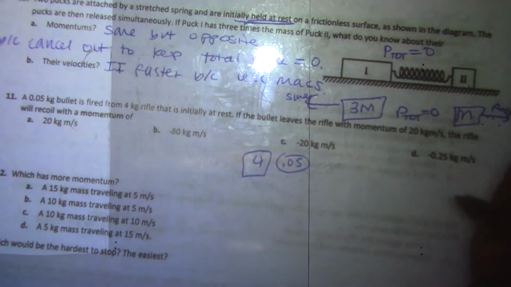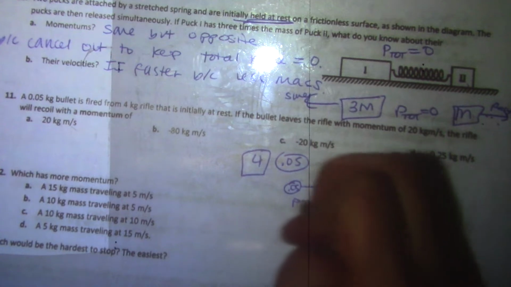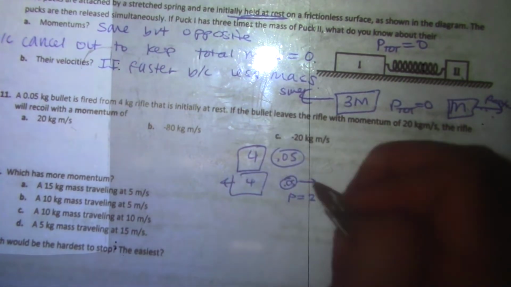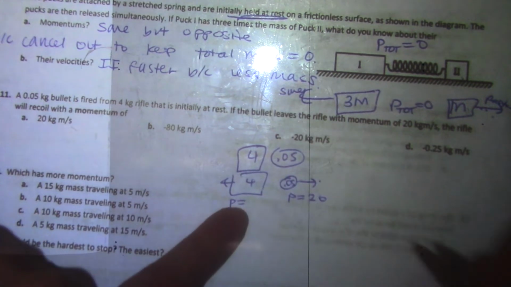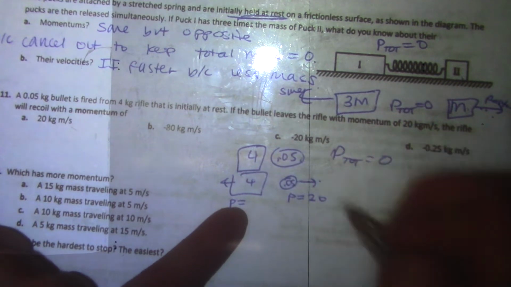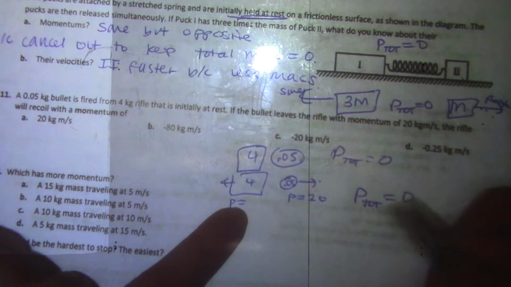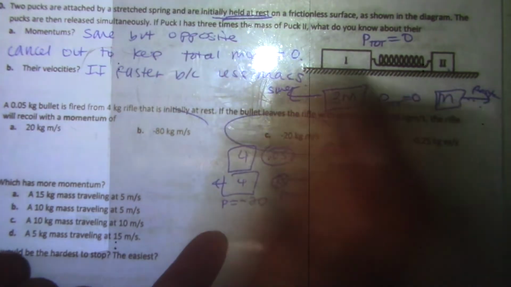So an example, I've got a 0.5 kilogram bullet and I've got a 4 kilogram rifle initially at rest. If the bullet leaves, I don't know the velocity, but I know this guy has a momentum of 20. And I want to know what is the momentum of this guy. I know it's going to have a slower velocity. I'm not asking about the velocity. I'm asking what this guy's momentum would be. So think about, the total momentum was 0. Momentum has to be conserved, so the total momentum still has to be 0. If this one has 20, this one would have to have negative 20. So it would have to cancel out.